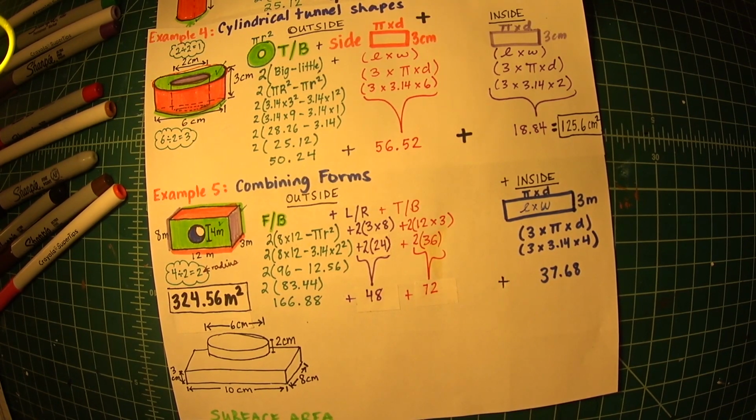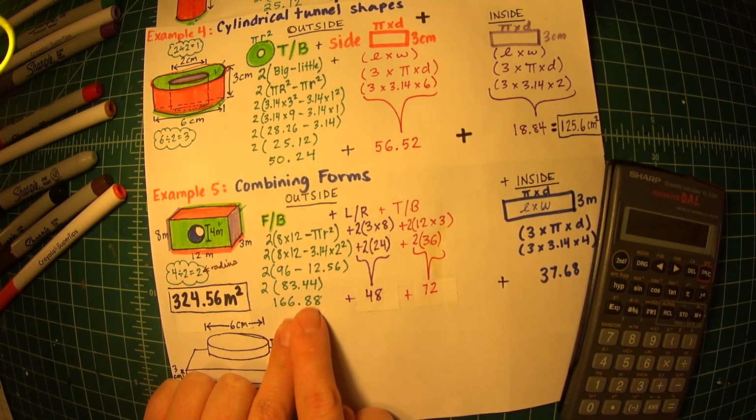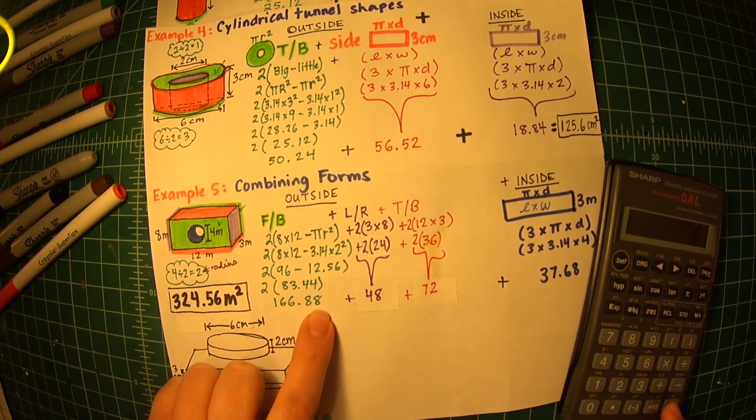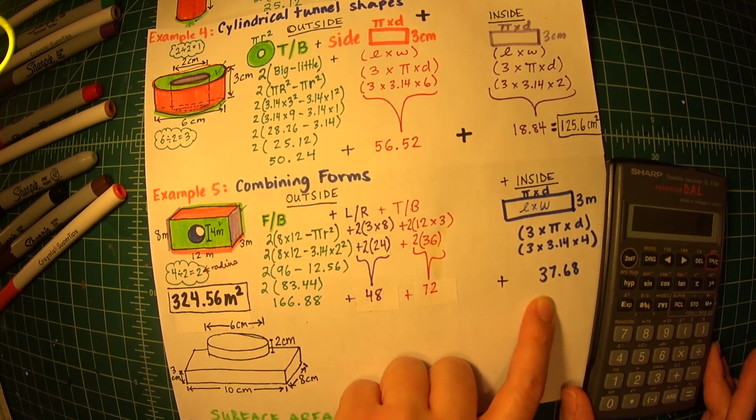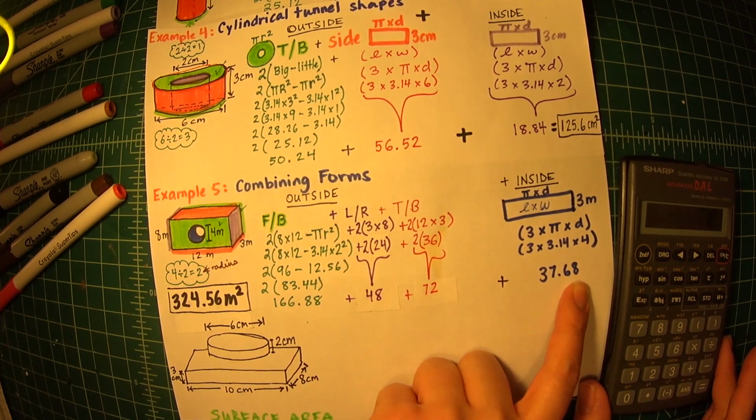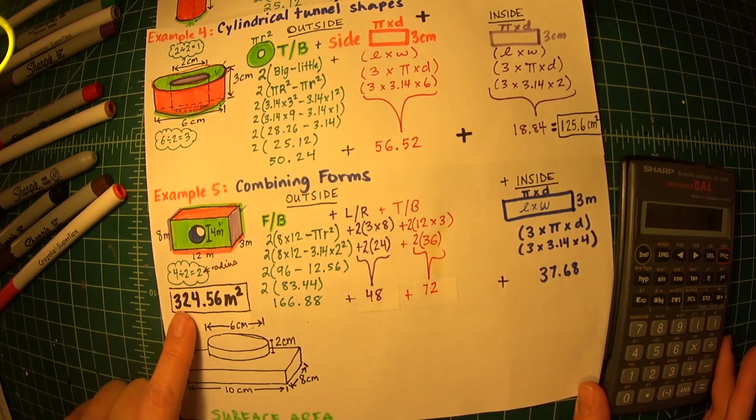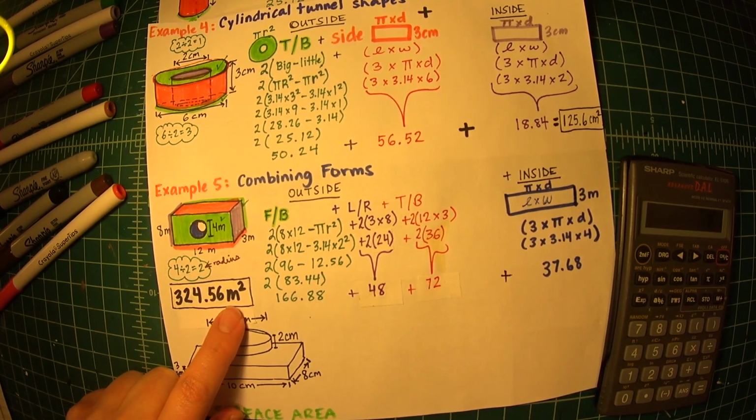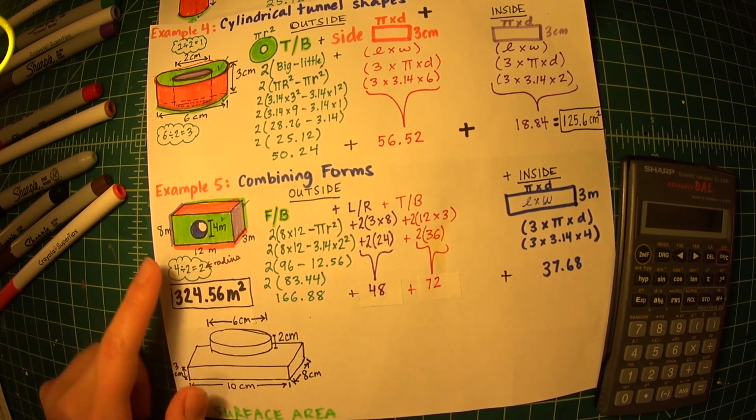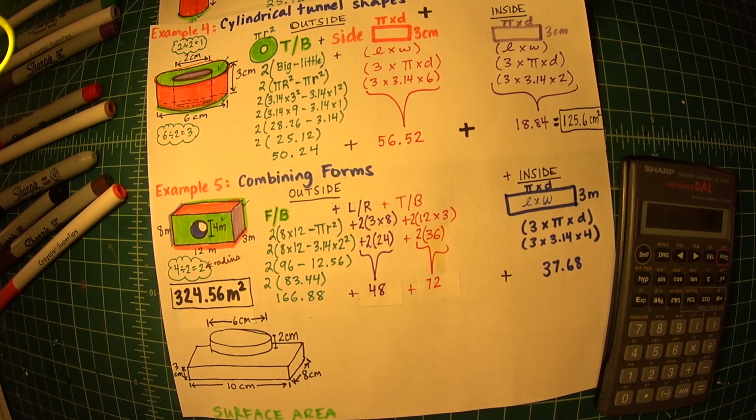Final step, pull out my calculator, type in all of these numbers, 166.88 plus 48 plus 72 plus 37.68, and grand total, I got 324.56 meters squared. Okay, so that's what you do if you have a cylindrical tunnel cut into a rectangular prism.